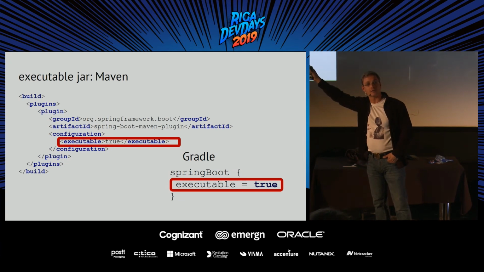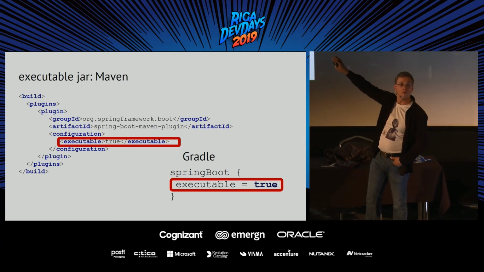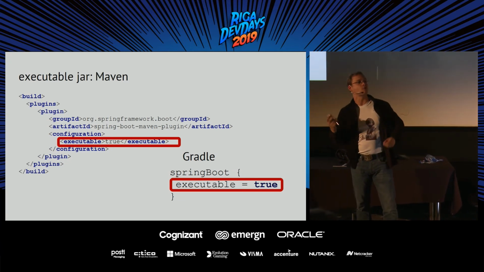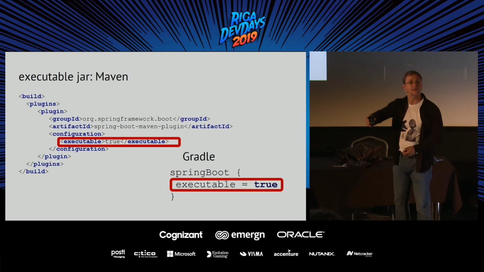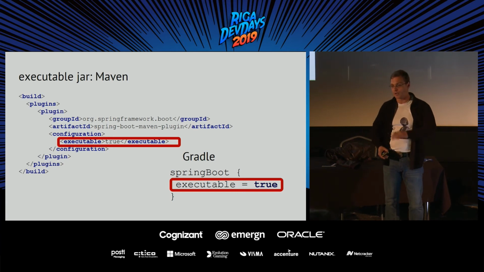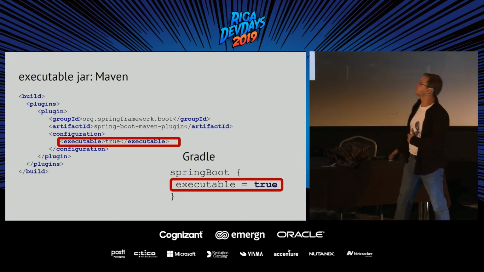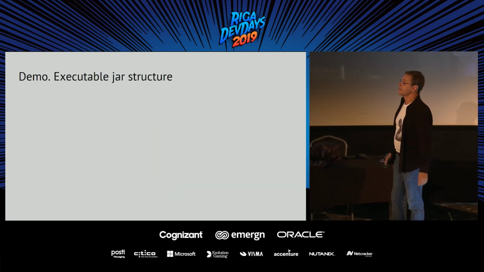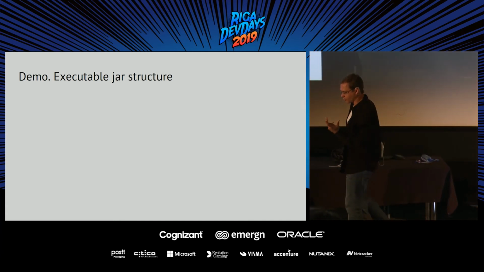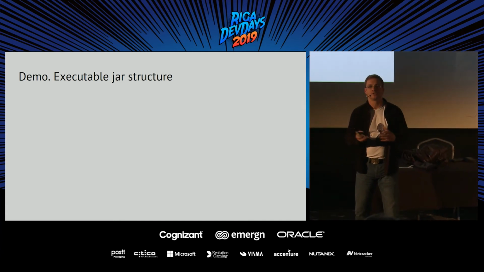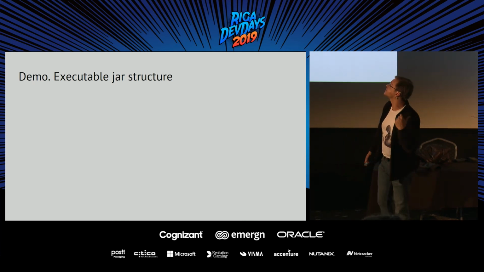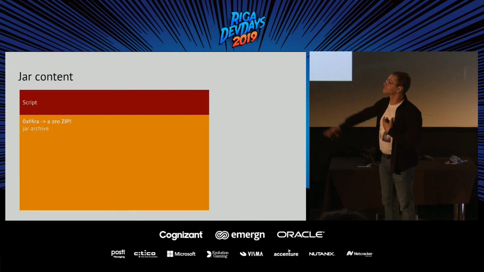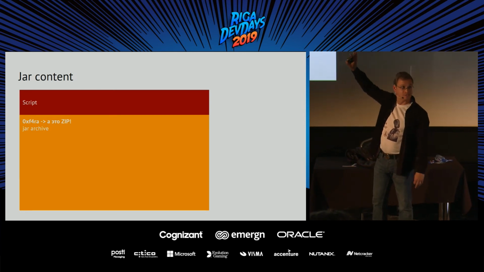By default, it's false. But if you write executable true, this jar will be executable from the point of view of the operating system. You can just double click if you are in Windows, or press enter, and this application will start running. And the last thing I want to explain is how this jar is actually built in case it's executable from the point of view of the operating system. This is how this jar looks when it is executable.